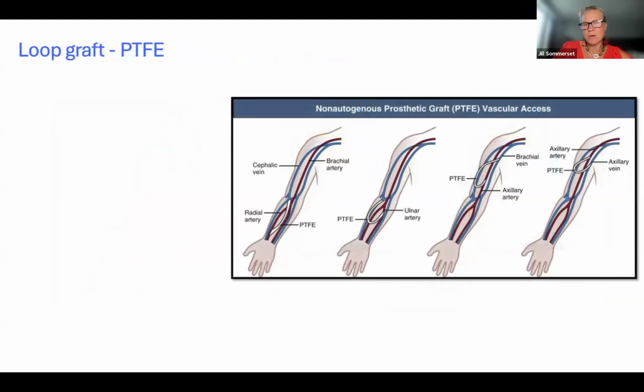Let me just move on here. So yeah, with those loop grafts, PTFE, there are many configurations. It can be forearm or upper arm, and I've even scanned them in the upper thigh as well.